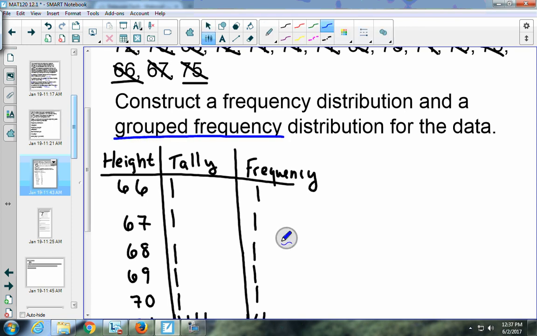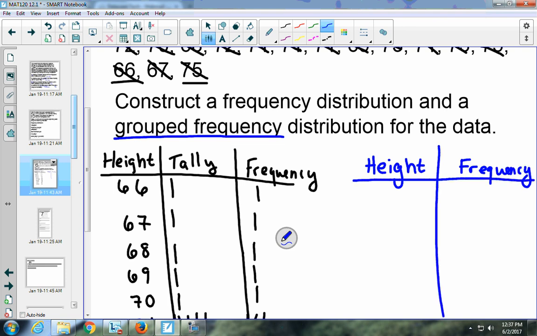And in that case, what we do is group 2 or more heights together. So I'll still make my titles. This time I'm only going to have height and frequency because we already did the tally. We already counted everything up. And I need to make sure that when I group the heights together, I have equal size groups. So I could have 66 and 67 as my first group, as long as every group after that has 2 heights, like 68 and 69, 70 and 71.